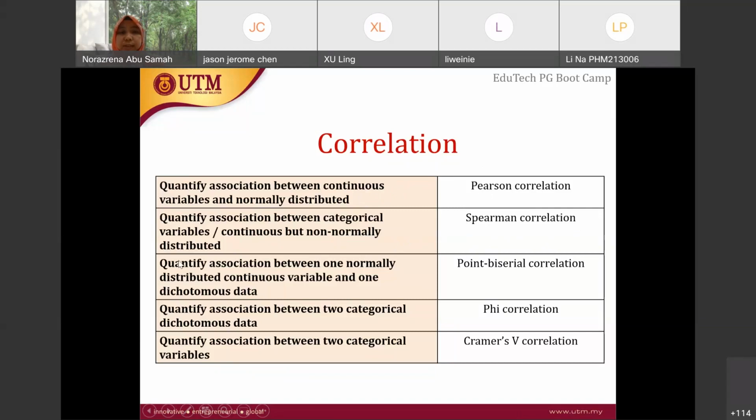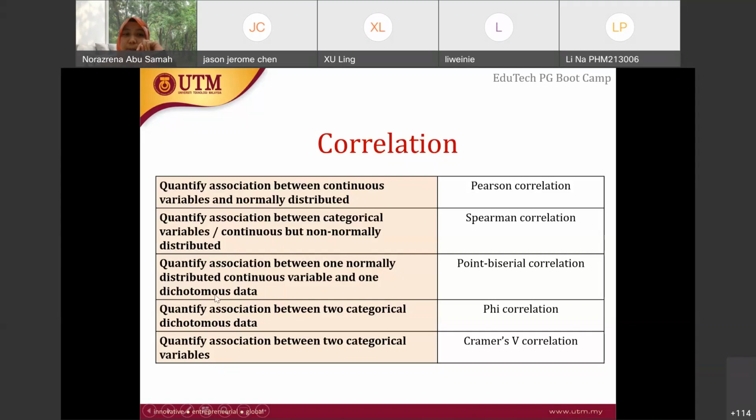And then, quantify association or relationship or correlation between one normally distributed continuous variable. Read carefully. One variable is a normally distributed continuous variable and another one is dichotomous data. There are two variables you want to compare. One is a continuous variable and normal. One is dichotomous data. Like its name, di is for two.